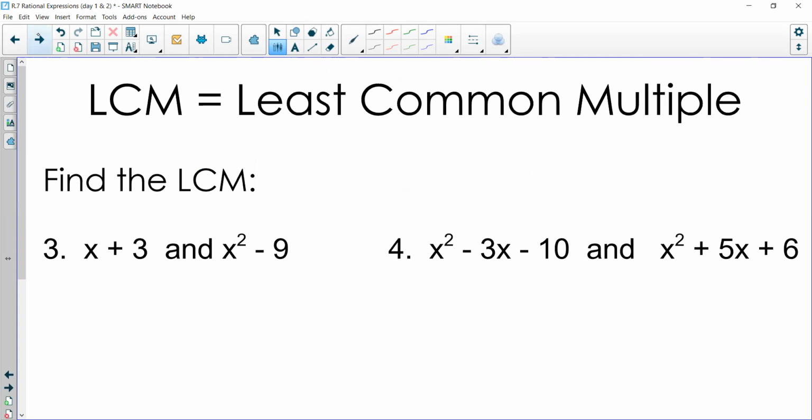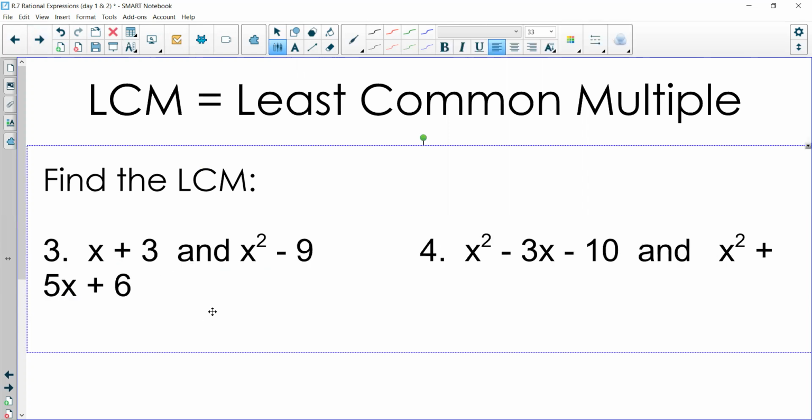Sometimes they are not common denominators that they give us, and we have to find least common multiples to help us find those. So in examples 3 and 4 here, we just want to find the least common multiples, or LCMs, of both of these terms, and that will help us later when they're given in denominators.